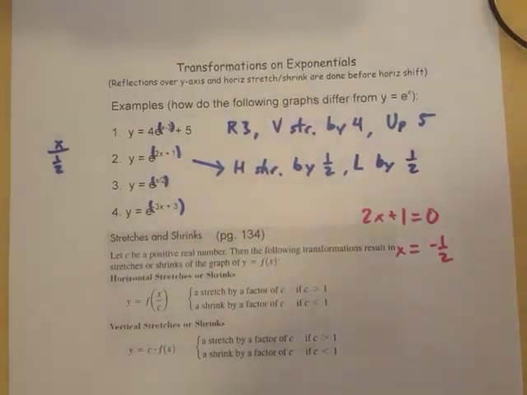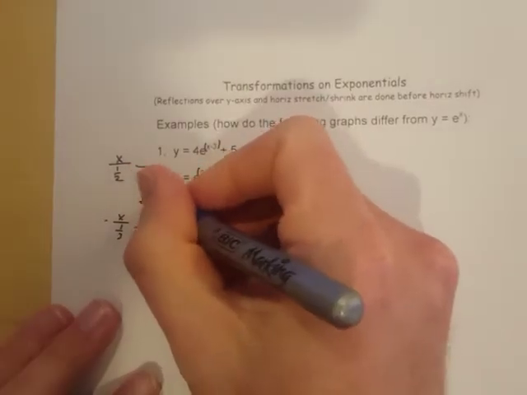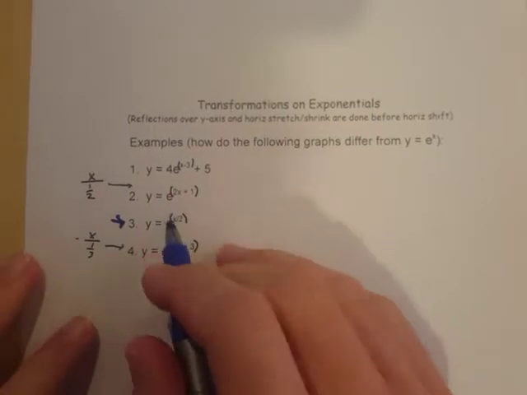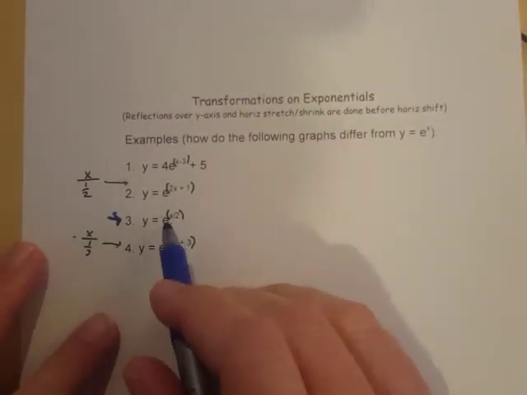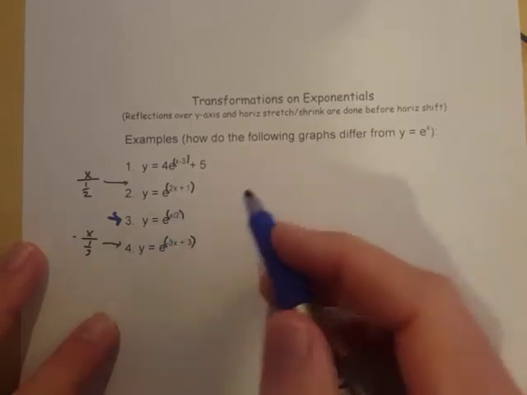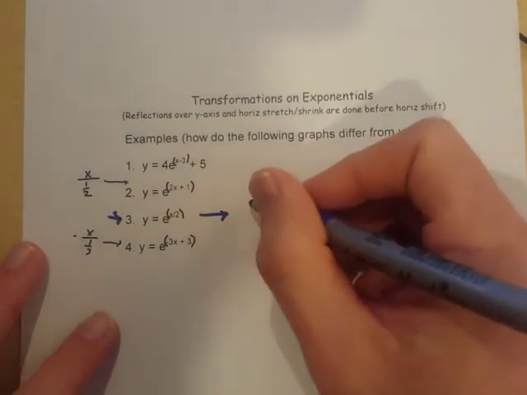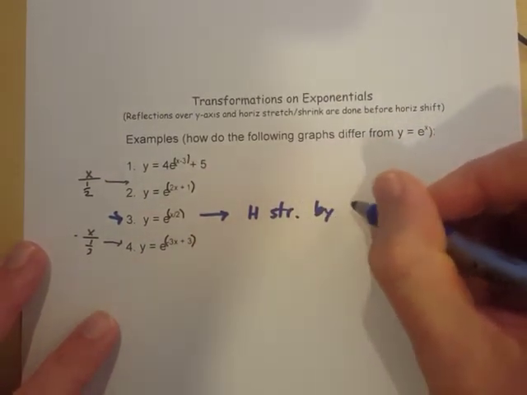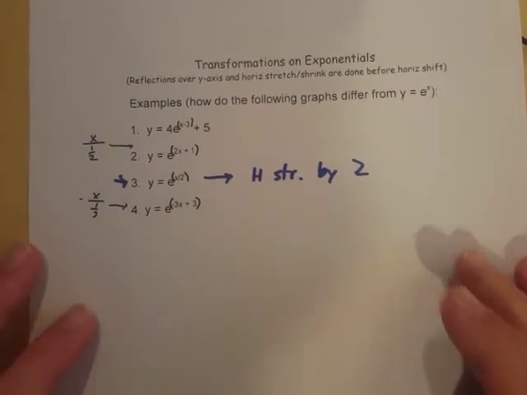Now I'm going to use a new page for the next one. So now on to number 3. Number 3 only has one transformation, so that transformation has to do with x over 2. Remember that the horizontal shrink and stretch is just automatically in that format, so there's really only one transformation here, and that's going to be a horizontal stretch by a factor of 2. So that one's kind of nice. That's just a real simple, quick problem there.